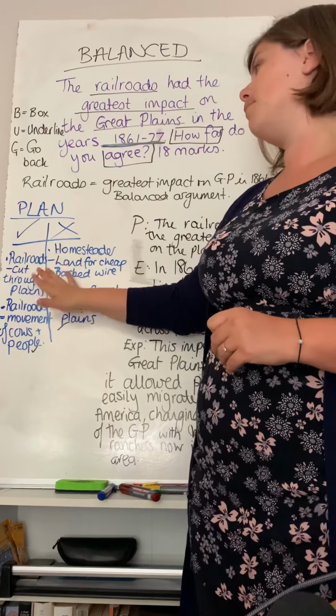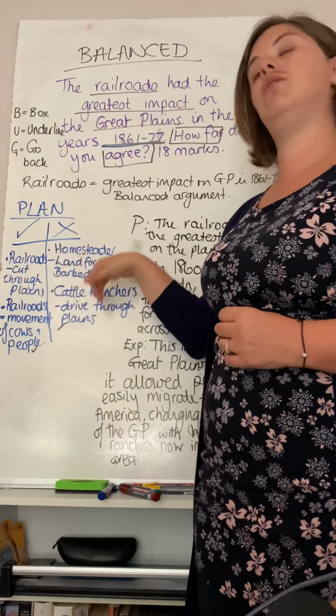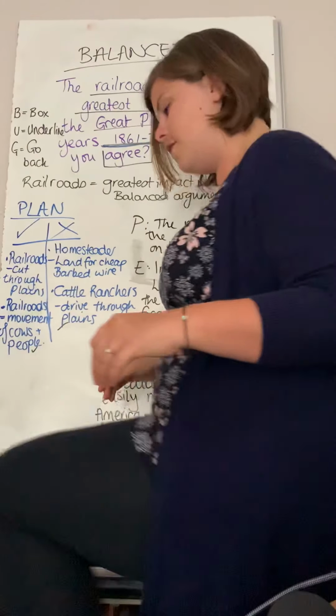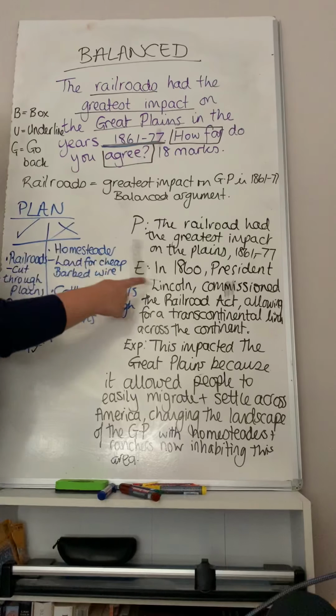I would highly recommend you do a for and against little table, and then you could just put your reasons. You don't need to put your explanation in if you were wanting to save time. So I'm going to come over to this section here. So we are now going to have a look at a PEE paragraph.